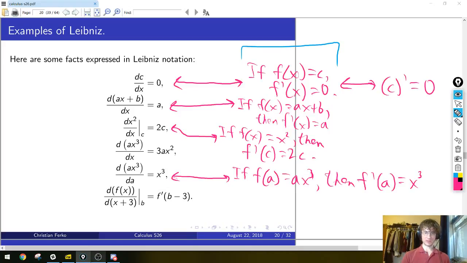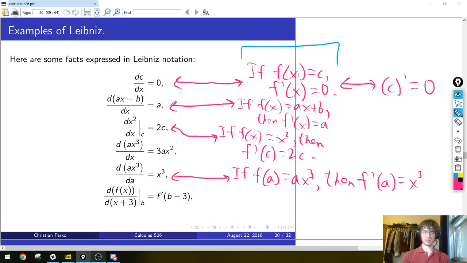And here's an expression of something, one of these x plus 3 things. So if we were playing one of these games of, f of x is some g of x plus 3, for instance, and evaluating the derivative of f with respect to that translated variable x plus 3, you would express this in Leibniz notation by saying d f of x, d x plus 3, say evaluated at b, is f prime evaluated at b minus 3. So this is the same thing we saw before.